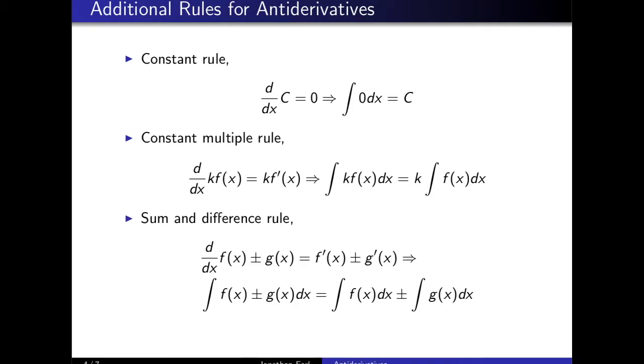If we have a constant multiple for an antiderivative, we know that the derivative of a constant times f of x is just our constant k times f prime. So if we're looking for the antiderivative of k times f, that's just k times the antiderivative of f. And as we've had with limits and also derivatives, we can switch the order of taking addition and subtraction with, in this case, finding an antiderivative.